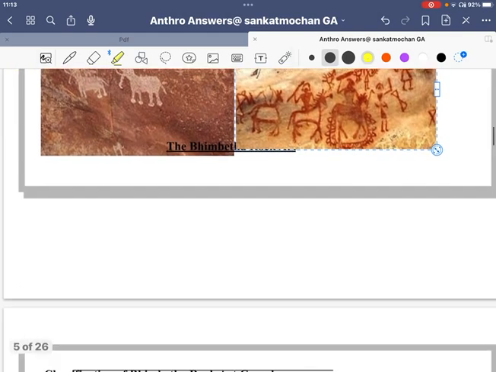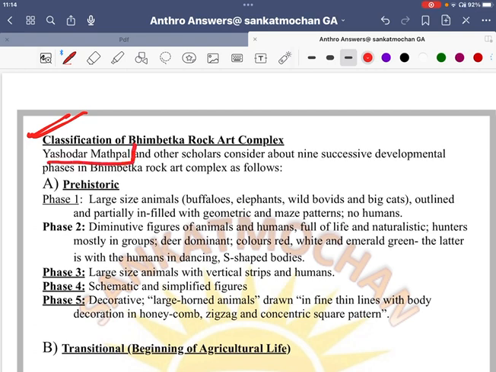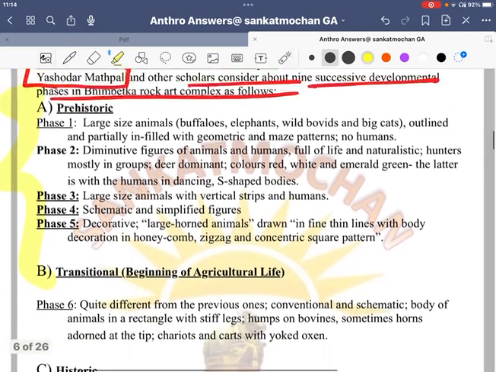Okay. Let's move forward. Why is this important? Classification of Bhimbetka rock art. What is the classification? See, Yashodhar Matpal, the scholar, considered about 9 successive development phases of Bhimbetka. He was a historian, and we also know him through various other contributions he made in Indian history.